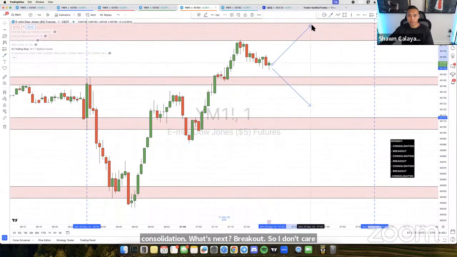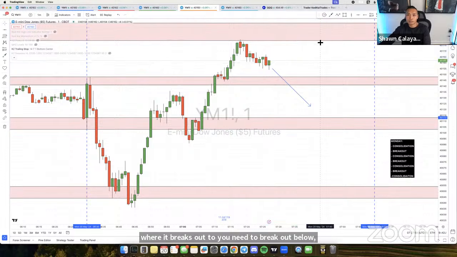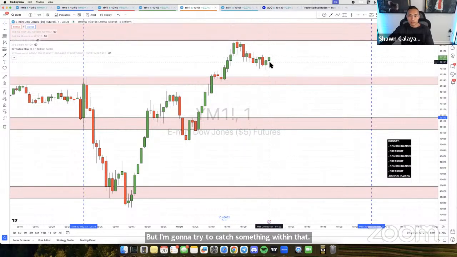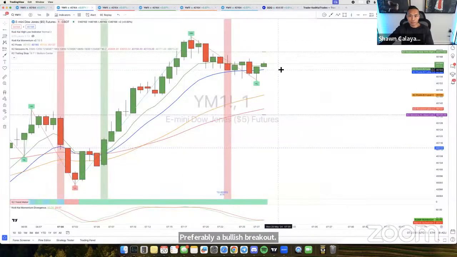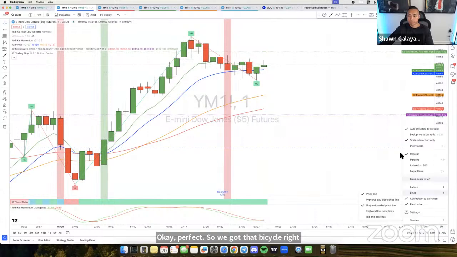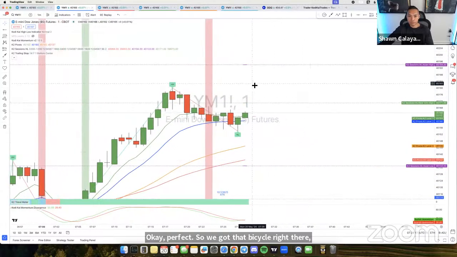I don't care where it breaks out to. It needs to break out below, break out above, but I'm going to try to catch something within that breakout, preferably a bullish breakout. You can see over here, price starting to climb back up. We might get a buy signal at some point. Okay, perfect. So we got that buy signal right there. That's pending. I like that because we might be able to trade within this area here.